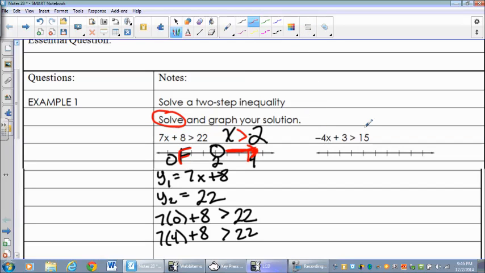Okay, let me go to the second example over here to the right. I'm going to enter y1 from the left equation and y2 on the right equation.